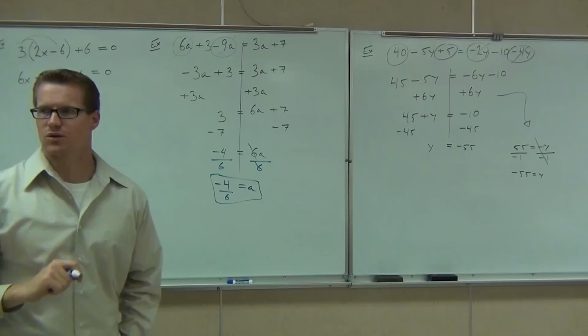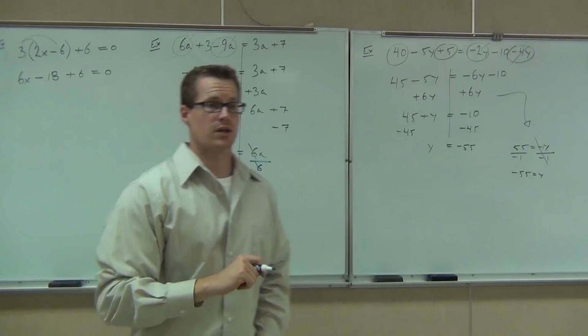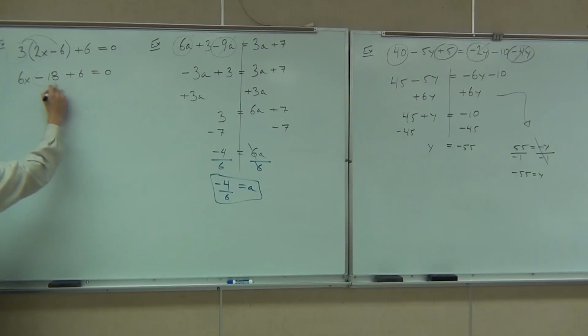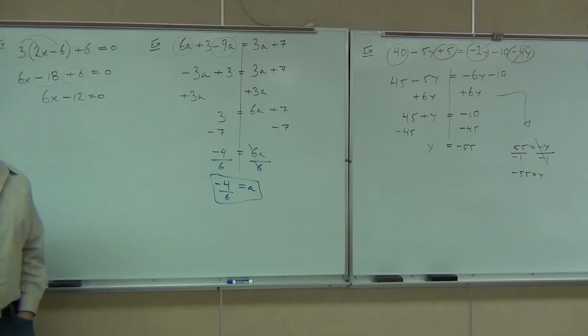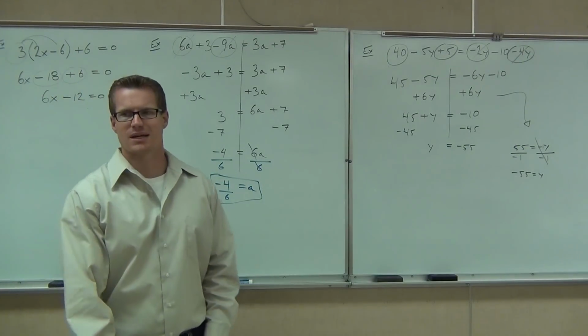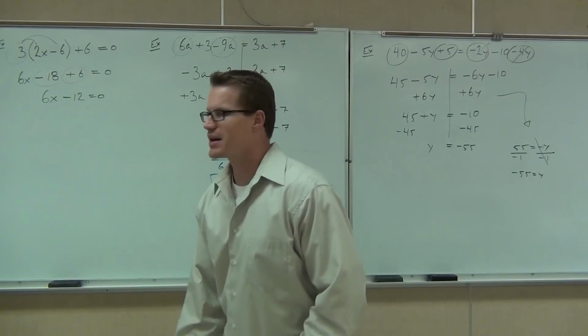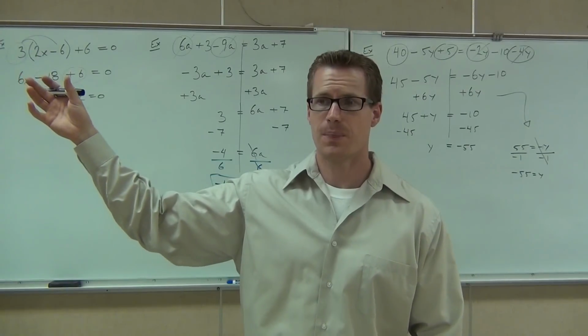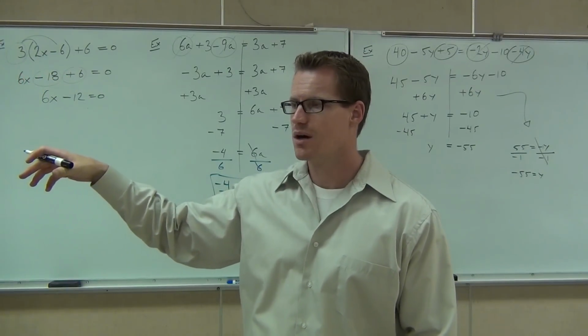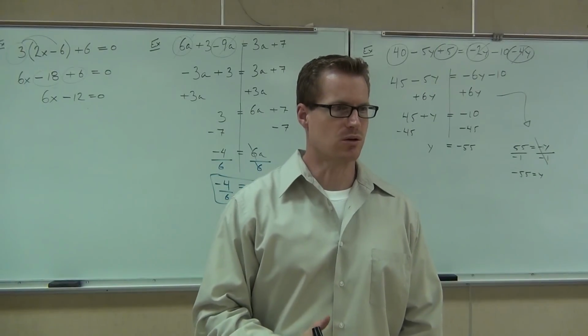What's the next thing you're going to do? Good, and I have some. I've got a negative 18. I've got a positive 6. That means I'm going to get 6x minus 12. Well, wait a second. I've got 6x minus 12 equals 0. I've already distributed. I've already combined like terms, but I don't have 2 variables here.